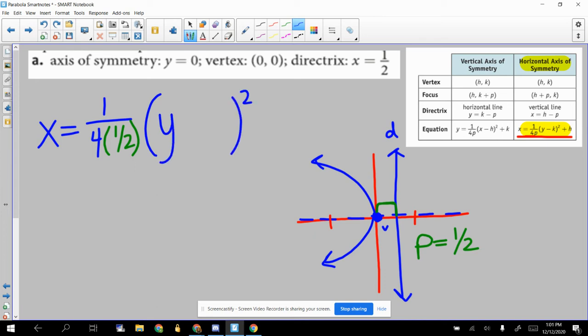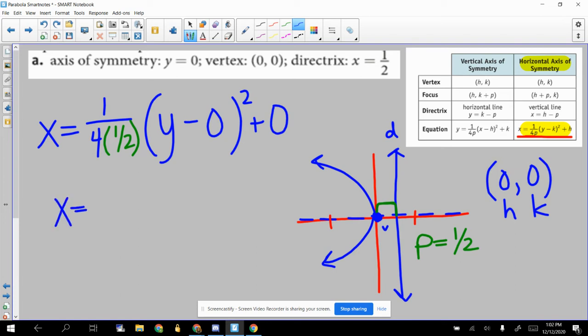And now we also have to flip our h and our k. So remember that your vertex is 0, 0, which doesn't really matter for this one, but we would have to flip h and k. So we would actually plug in 0 here and 0 here. But in this case, it doesn't really matter. So let's go ahead and simplify that. So 1 over 4 times 1/2. Okay. So that's going to be 1 over 2, because half of 4 is 2.